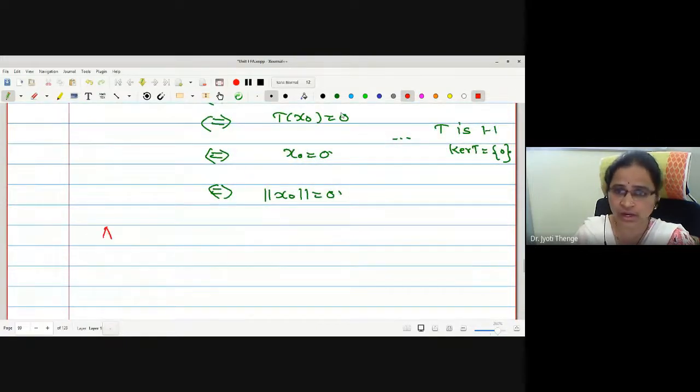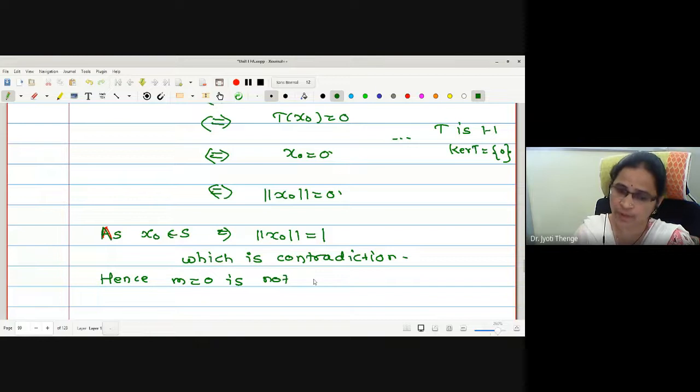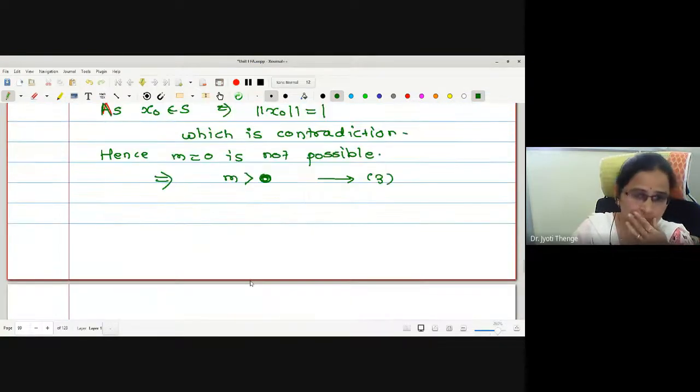Here I can write: x naught is in S, which implies norm x naught is equal to 1. Therefore, this is a contradiction. So whatever we have assumed, m equal to 0, is it possible? No. Hence, m equal to 0 is not possible. Therefore, m is a positive number, that is, m is strictly greater than 0. Let me call it statement number 3.